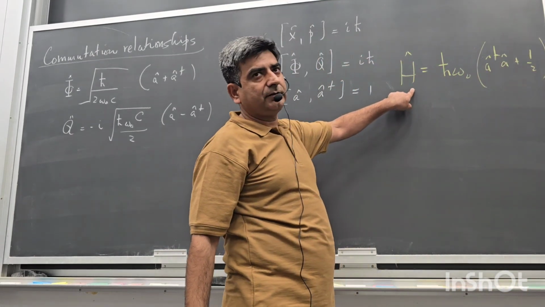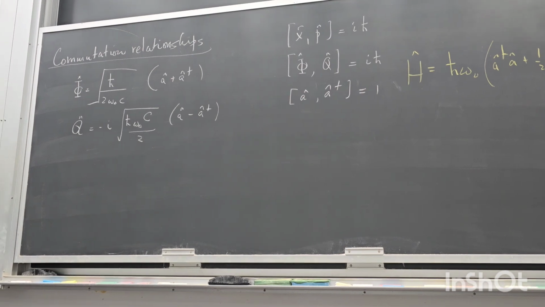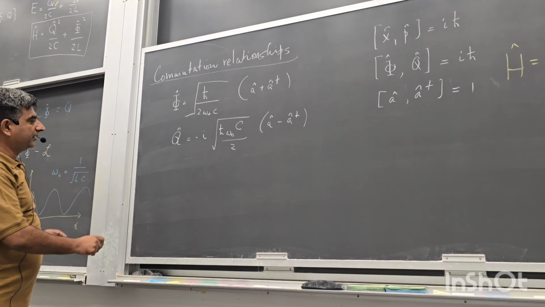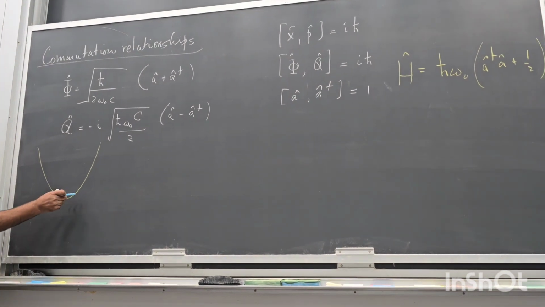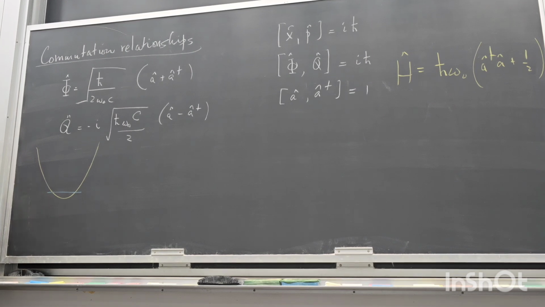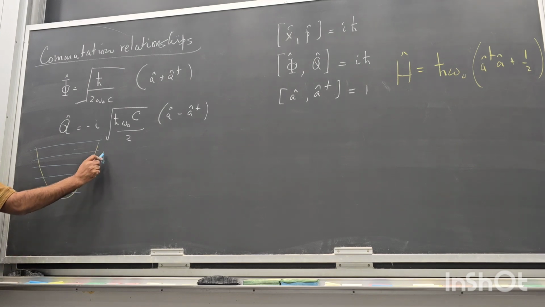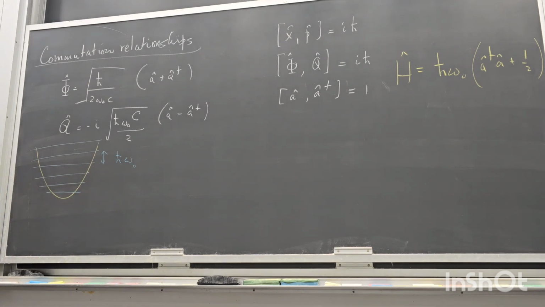Alright, so this exactly equals this. Now we do know what the spectrum for this Hamiltonian is. It's simply a harmonic oscillator with a ground state energy of h bar omega naught over 2, and equally spaced levels with a separation of h bar omega naught between any two successive levels.